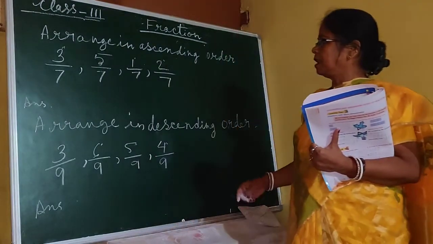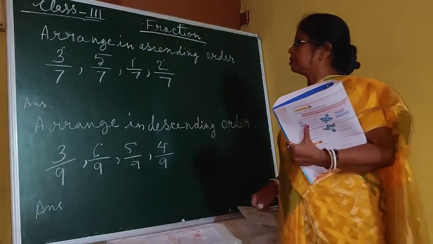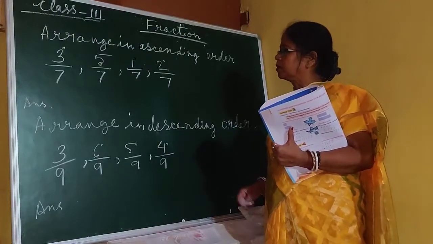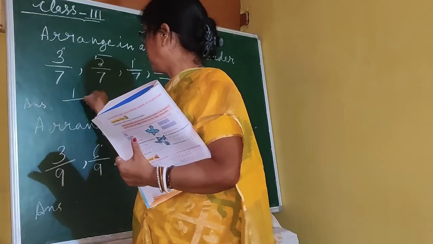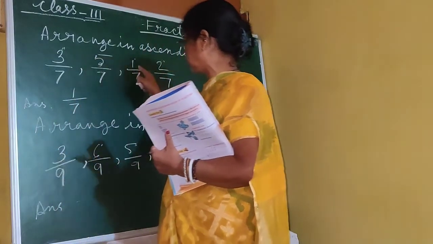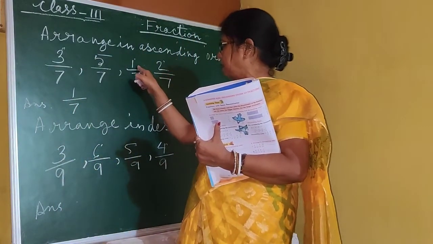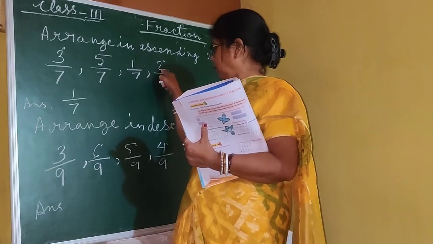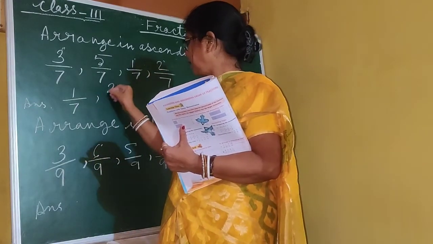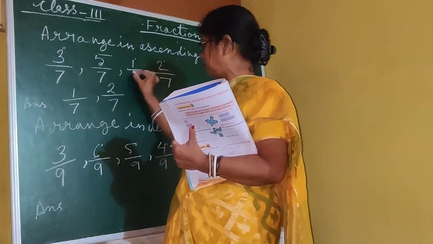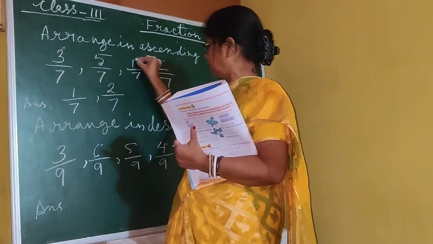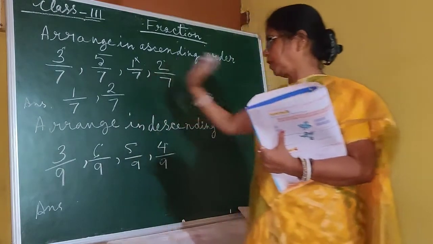So here, ascending order, smallest number first. The smallest is 1 by 7, because 1 is the smallest. Then the second smallest, 2, so 2 by 7. Writing 1 by 7 is finished, you can proceed. You can give it a cross. This is finished.